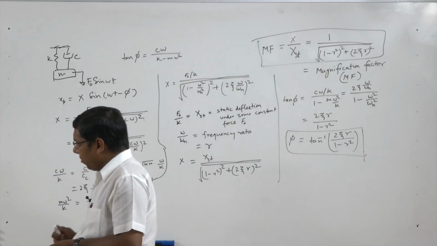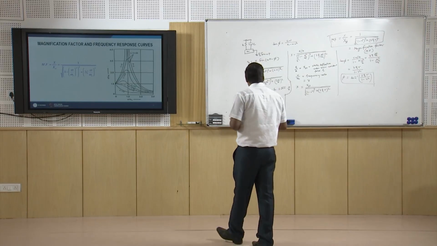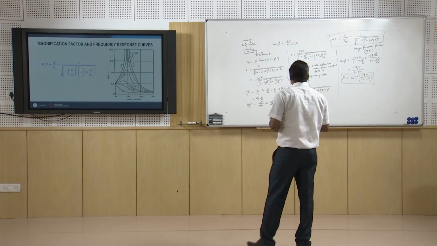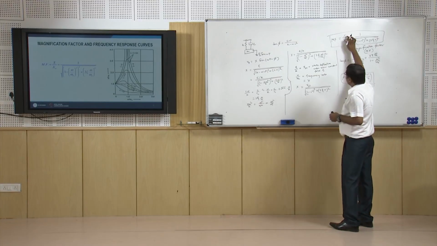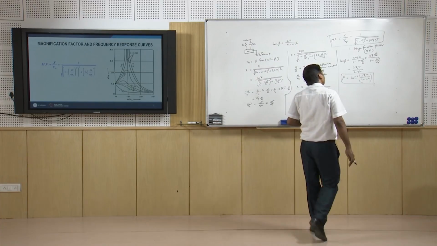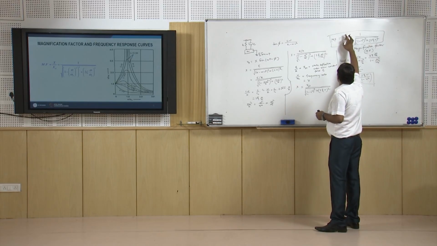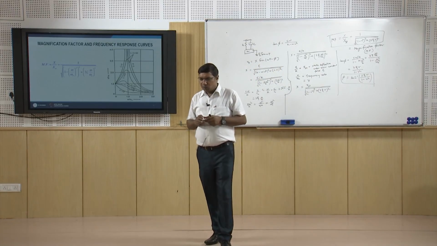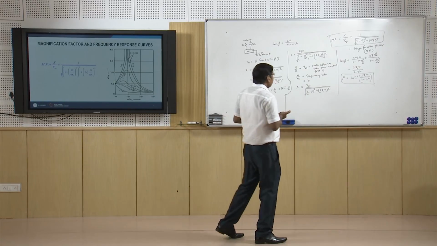So this is the response of the system, that is x equal to xp equal to X sin(omega t minus phi). So it is the steady state response. And what is this X? X is the amplitude of the steady state response, and xst is the zero frequency deflection or static deflection under some constant force F0. So the magnification factor is the ratio of the steady state amplitude of the response upon the zero frequency deflection.